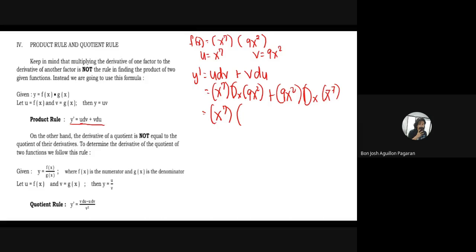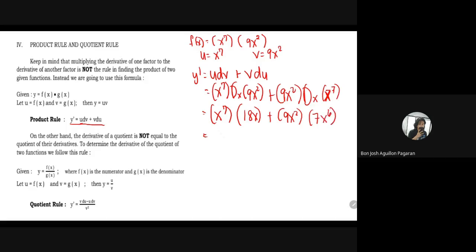So x raised to the power of 7, ang derivative po ng 9x squared ay ano? Gamitin natin yung unang concept. 18x po. That's correct. That's 18x plus 9x squared. Tapos ano ang derivative nung x raised to the power of 7? Paano? What about the others? Miko, that's 7x to the 6th power. That is correct. 7x raised to the 6th power.